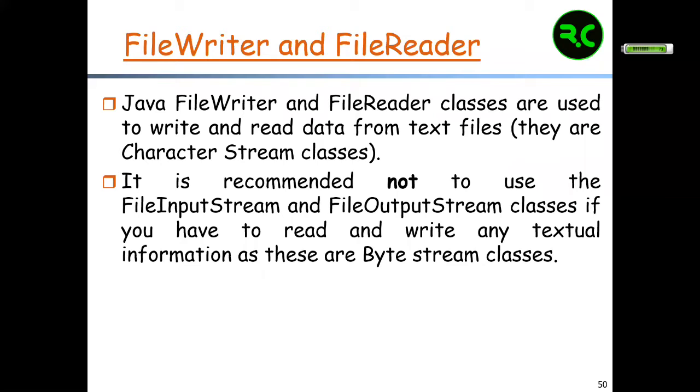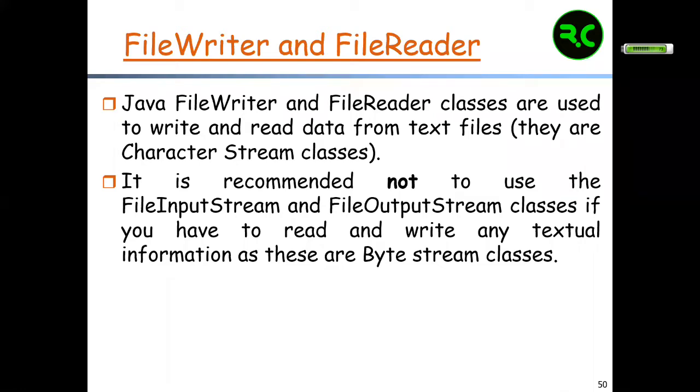Here the FileWriter, as the name suggests, is used to write data to a text file, and the FileReader is used to read data from a text file. The main thing is, it is not recommended to use the FileInputStream and FileOutputStream classes if you have to read and write any textual information in files, because they are byte stream classes which cannot be read or seen by the users directly. So in such cases we need to use the FileReader and FileWriter classes.